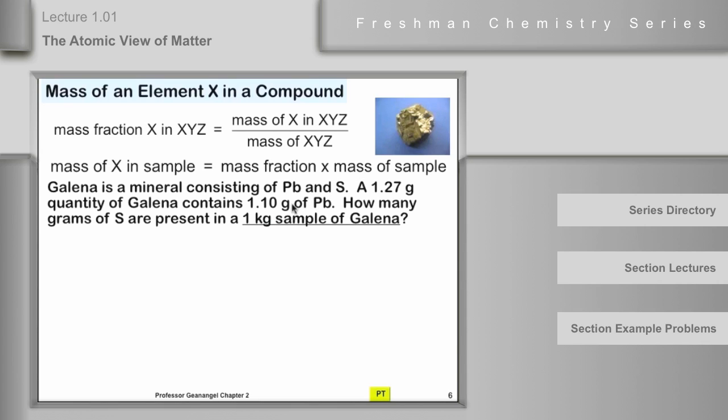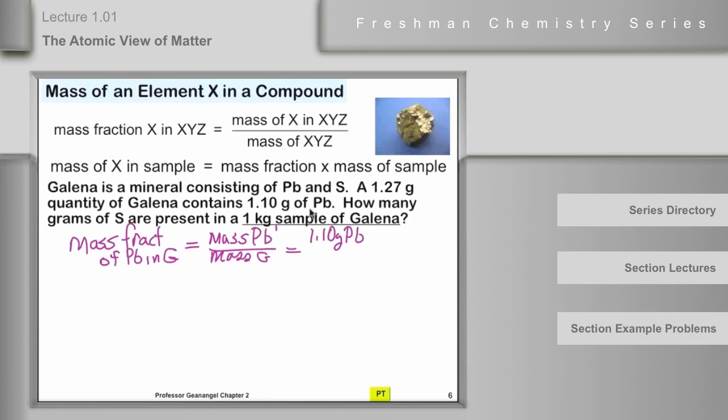Okay, but we're not given the mass of sulfur here. We're given the mass of lead. So there are various ways that we can go about this. I'm going to start by calculating the mass fraction of lead, and then we'll go on from there. Okay? So the mass fraction of Pb in galena is equal to the mass of lead divided by the mass of galena. And we're given the mass of lead at 1.10 grams of lead.